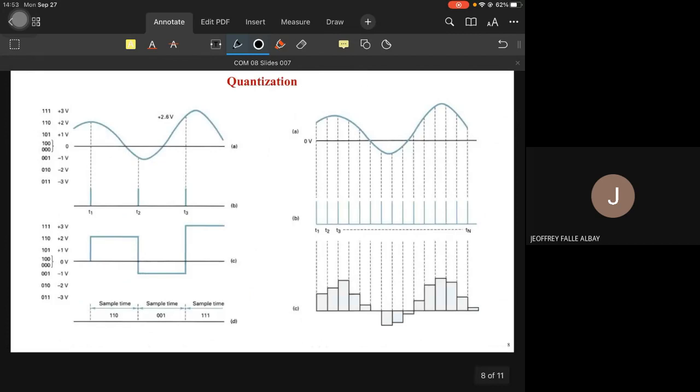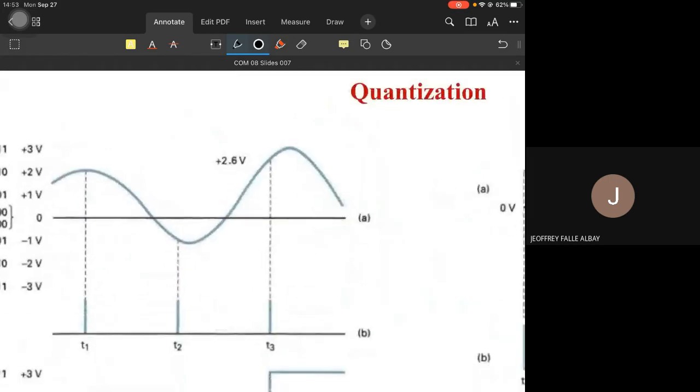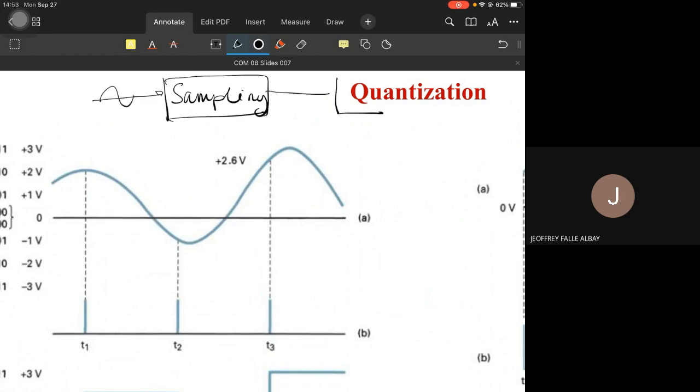So next step is quantization. Quantization goes after sampling. After our analog input signal is sampled, we quantize it right away. So what is quantization? If sampling is superimposing vertical lines on the input signal, quantizing is superimposing horizontal lines.